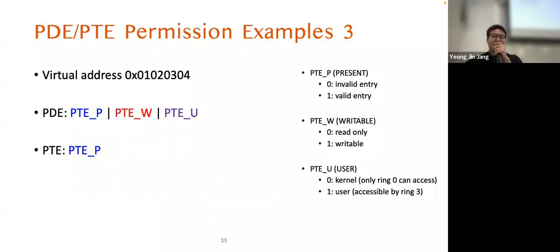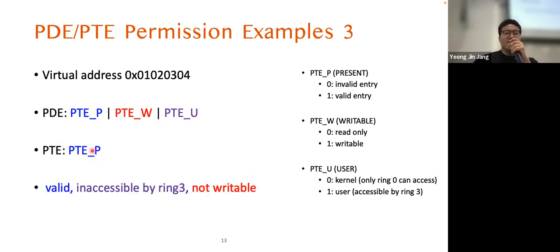And then another example. In case the page directory entry allows all the permissions, but the page table entry only has PTP. Because both have the present bit, the translation is valid, but the page table entry does not have PTU, so it will be accessible only by the operating system, not by ring 3. And it also does not have PTW, so the memory page will not be writable.